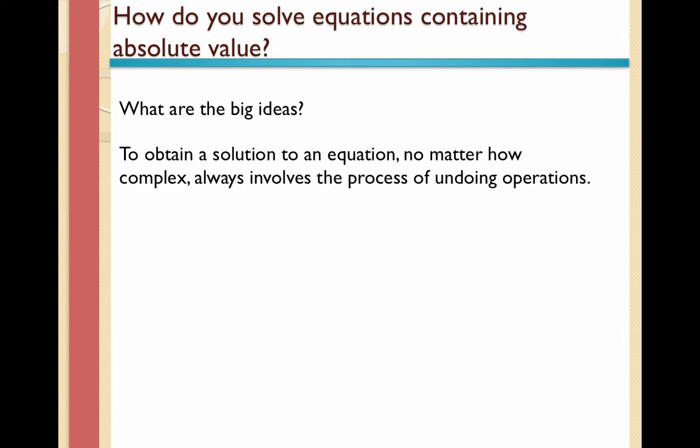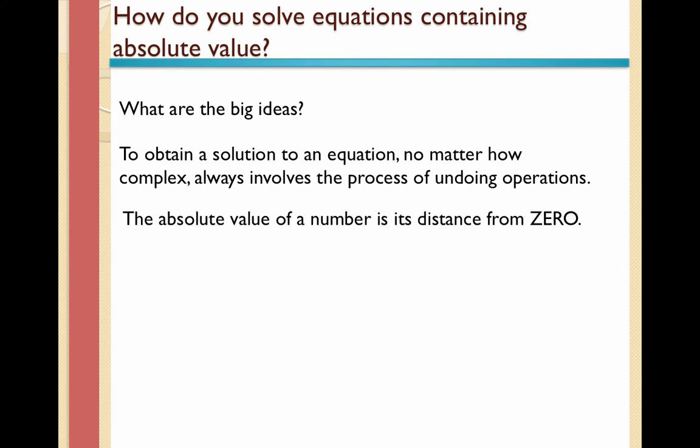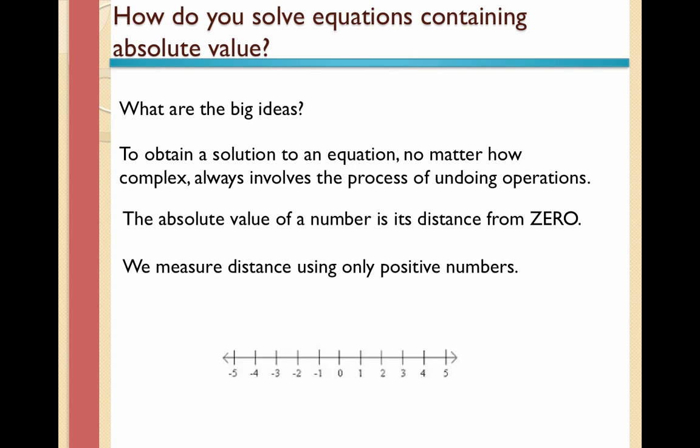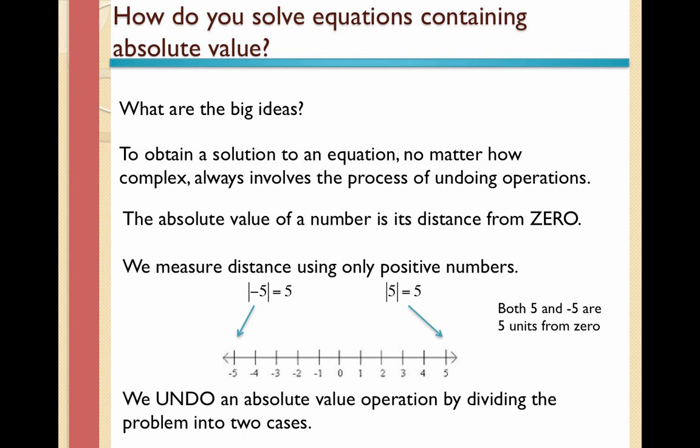So what did we do? Well, we know that solving equations is just a matter of undoing operations. And in this case, we have to know how to undo an absolute value, which meant that we had to understand what it means to be an absolute value. Absolute value is basically the distance that a number is from 0 on the number line. And finally, the way that we technically undo this absolute value operation is by dividing the problem into two cases.